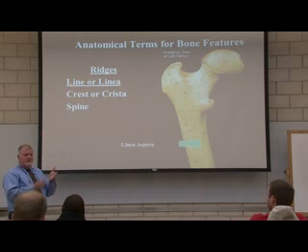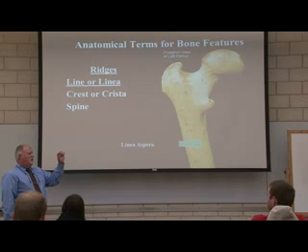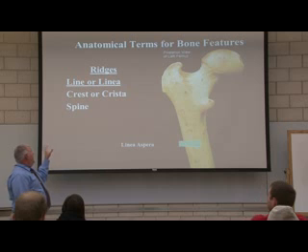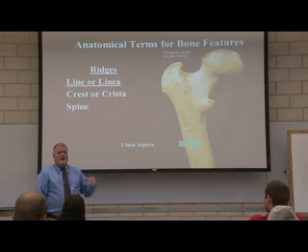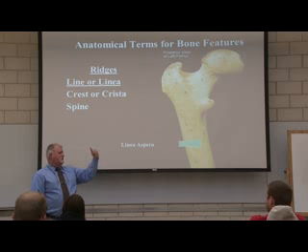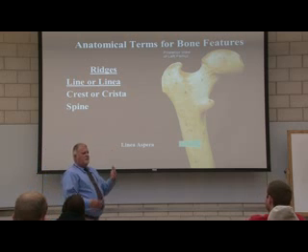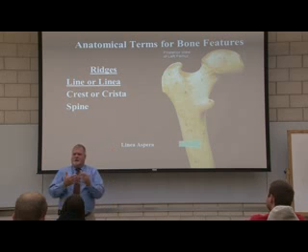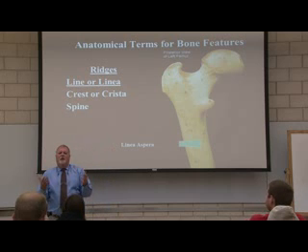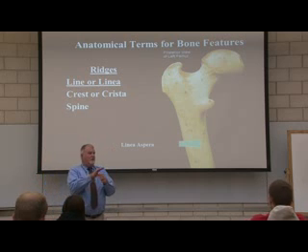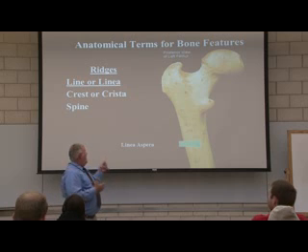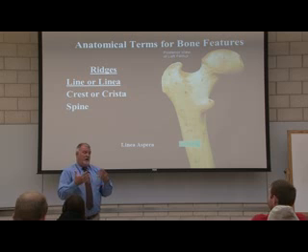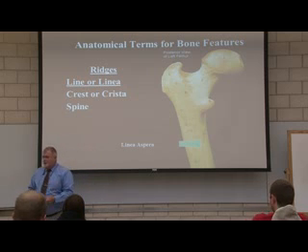And then the pattern is that lines are smaller elevations that don't arise as high on the bone. Crest or crista is a higher elevation on the bone, and spines are the highest elevation. And so by doing that, we're trying to be descriptive of what you should be looking for. So if you're looking for a line, it can be very subtle. But if you're looking for a crest or a spine, then it should be very obvious. So the difference.